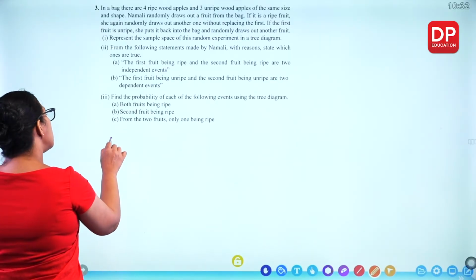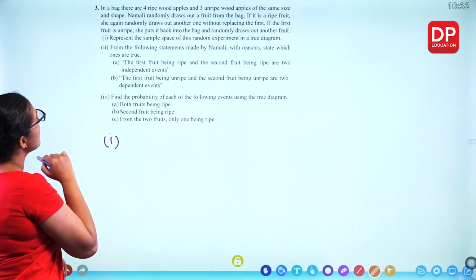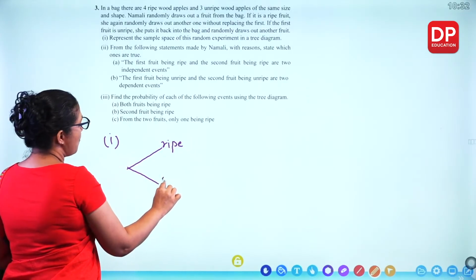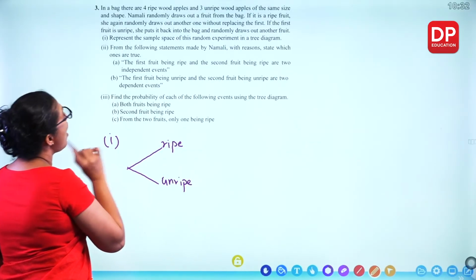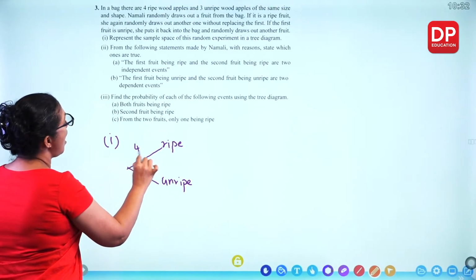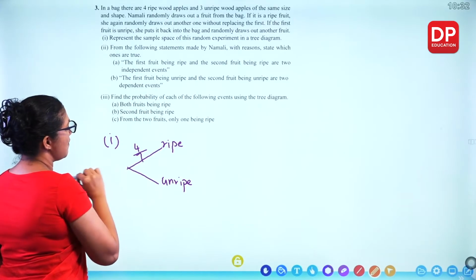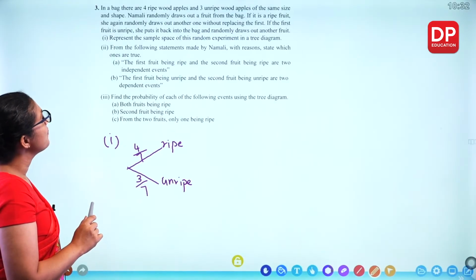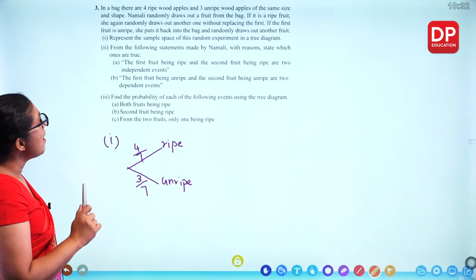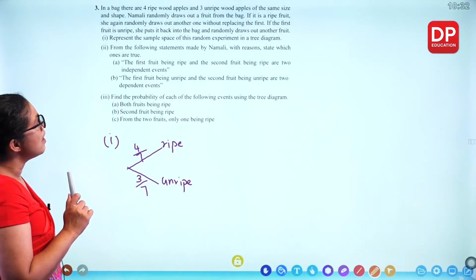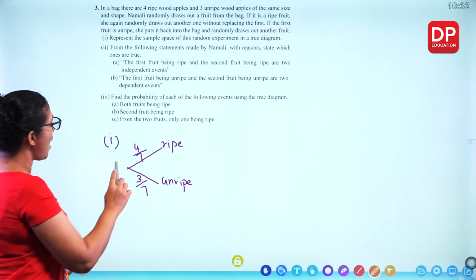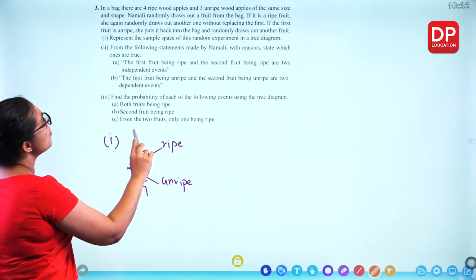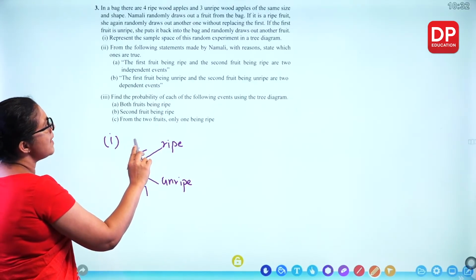So first we'll do the first part. In a bag, there are ripe ones and unripe ones. So how many ripe ones are there? 4 out of 4 plus 3, 7. So unripes are 3 out of 7. So that's the first step. Then read it carefully. Nimali randomly draws out a fruit from the bag. If it is ripe, if this is this branch, she again randomly draws out another one without replacing the first.